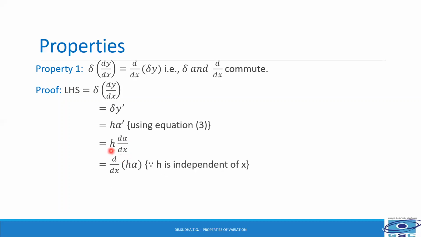Now h is a small parameter which was independent of x. Therefore we can bring this h within the derivative, that is d by dx of h into alpha. But what is h into alpha? Using equation 2, h into alpha was nothing but variation of y. So substitute h alpha is equal to delta y. Now this is nothing but the right hand side. So right hand side was d by dx of delta y, and we finally obtained the right hand side. Hence property 1 is proved.